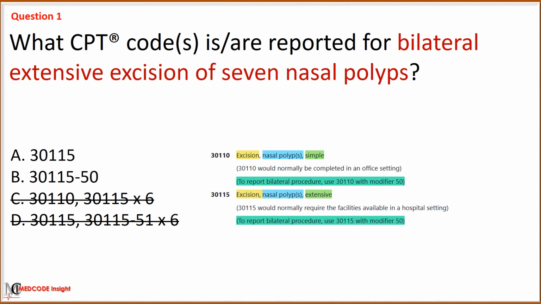As the excision is performed bilaterally, and the excision codes for nasal polyps are used for unilateral procedures, as noted in the parenthetical information below code 30115, we will eliminate option A, where code 30115 is used for a unilateral procedure. Our correct option is option B, code 30115 along with modifier 50.